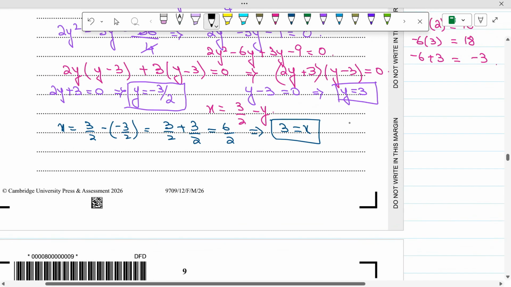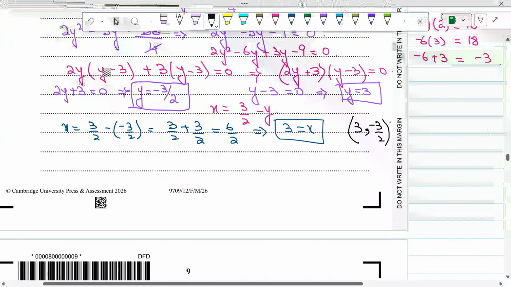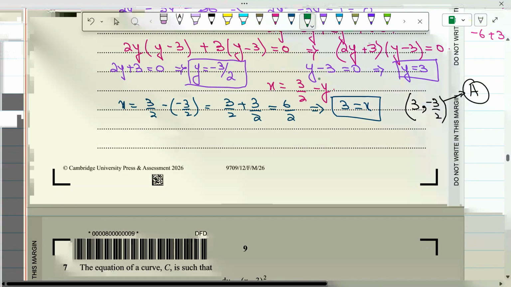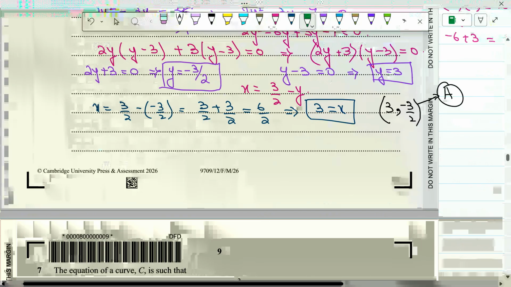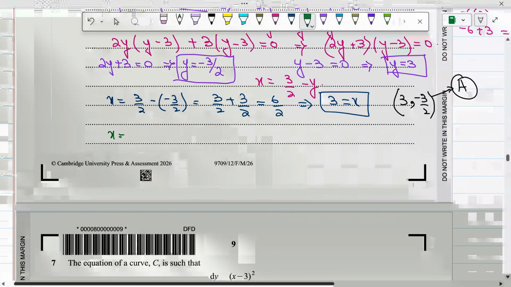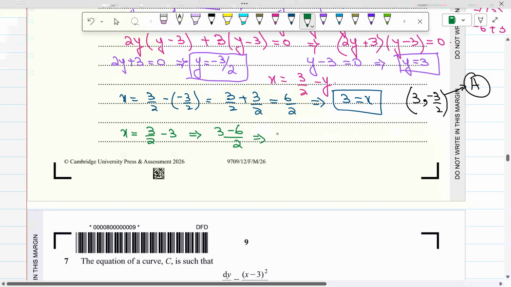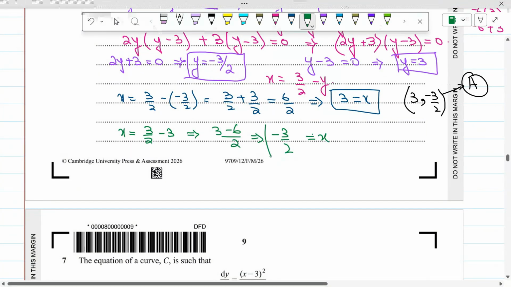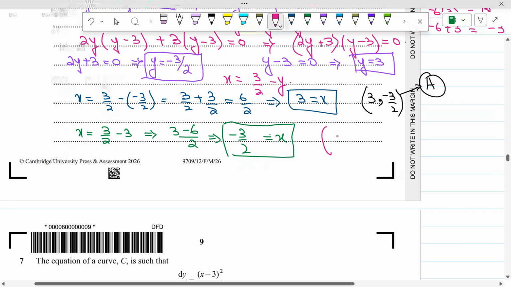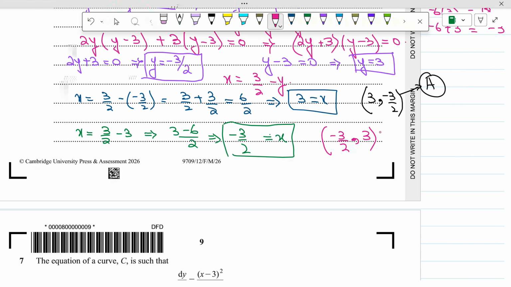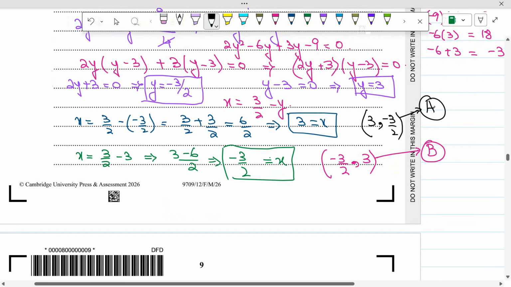So the first point of intersection has x coordinate 3 and y coordinate negative 3 over 2. We call it A. Similarly, when we plug the other value, y equals 3, into the equation of the line, we have x equals 3 over 2 minus y, which is 3 over 2 minus 3, equal to negative 3 over 2, the x coordinate. The second point has x coordinate negative 3 over 2 and y coordinate 3. We call it point B. So we have calculated the intersecting points A and B.